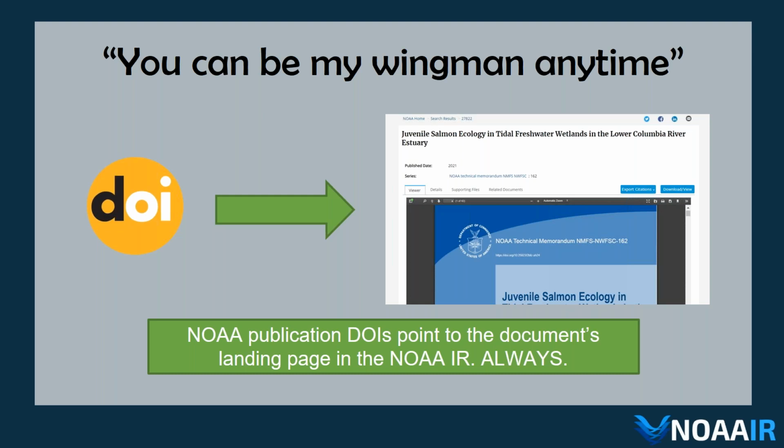What it does is it points to the document's landing page within the repository, always. It will always point to that document's landing page in the NOAA institutional repository. That is where that DOI will always point you. Now, as I mentioned, if for whatever reason we need to change that URL, we take care of that. But the DOI link that you have will always point you to this page, regardless of what the URL itself is.